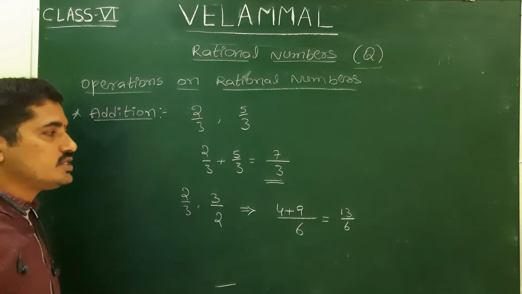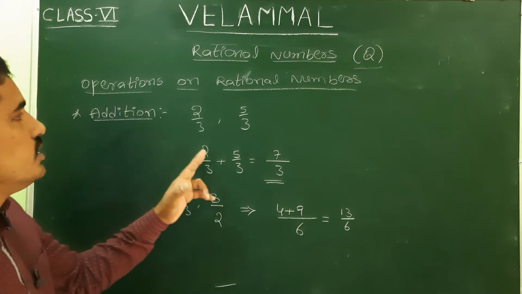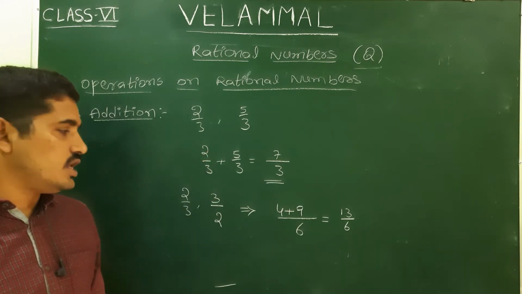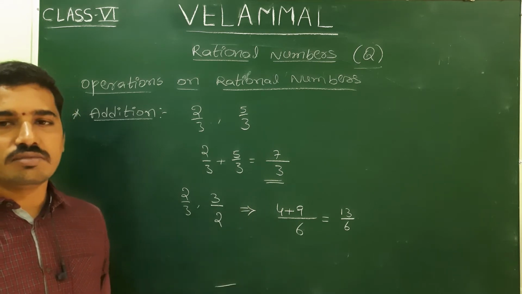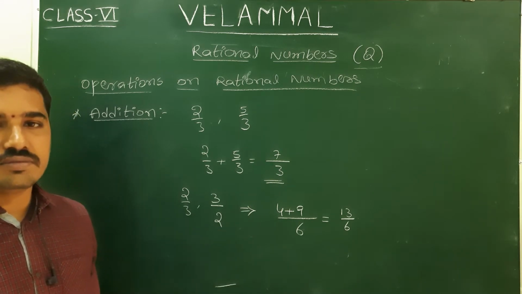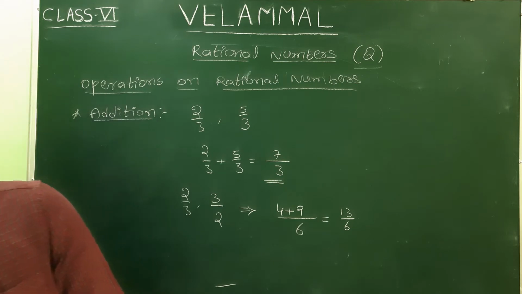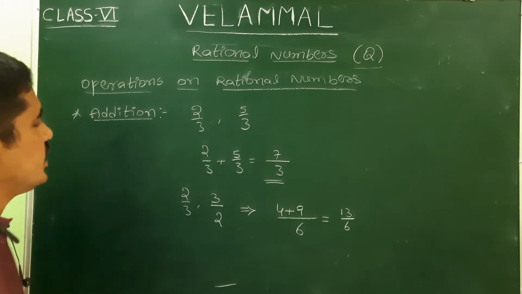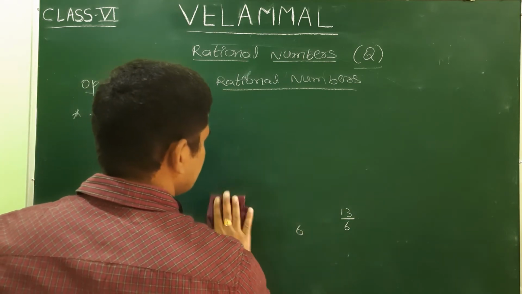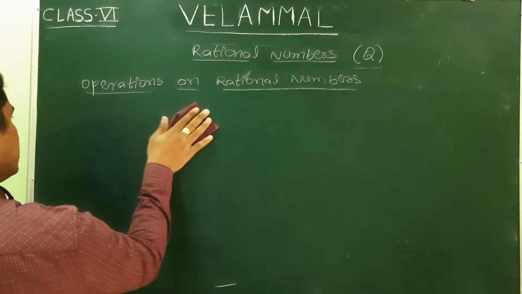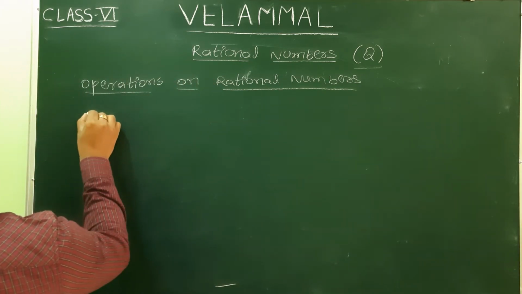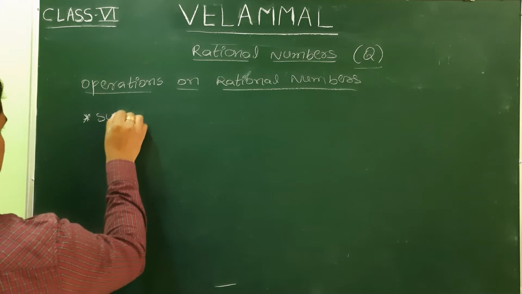What is the procedure we are using in fractions? The same will be applied in rational numbers, in addition and subtraction. This is regarding addition that we discussed, and next we have the subtraction, the same way which we are using in fractions. Next we have the subtraction.